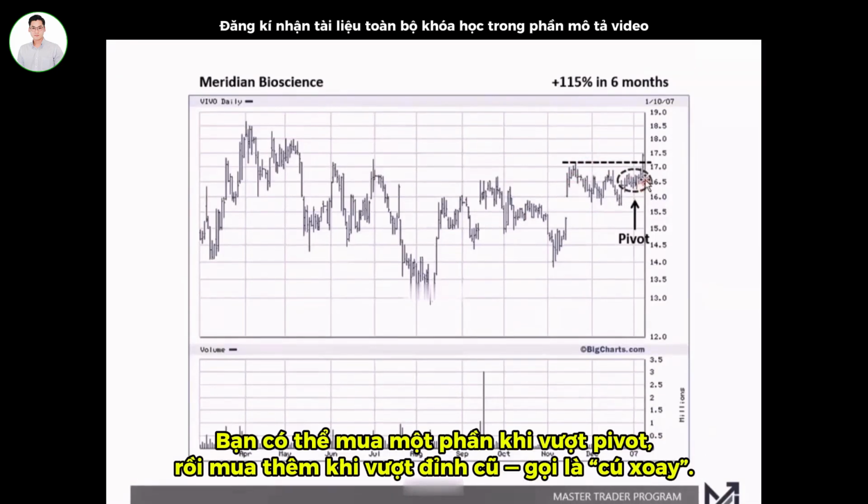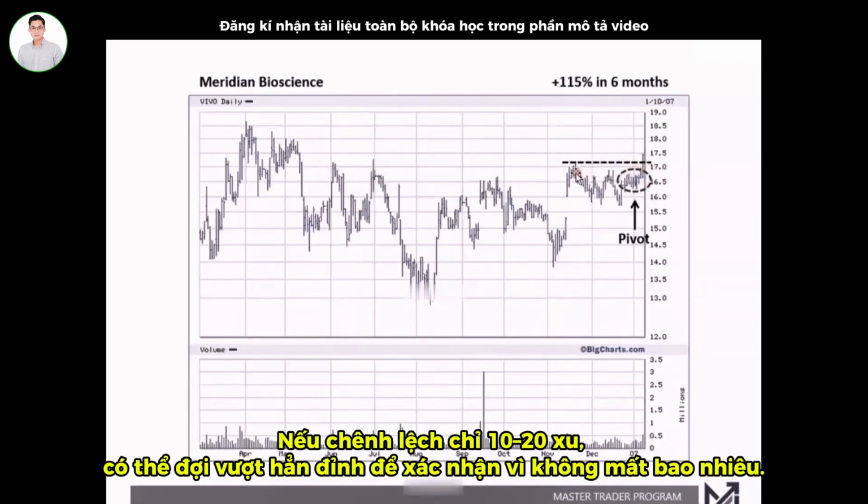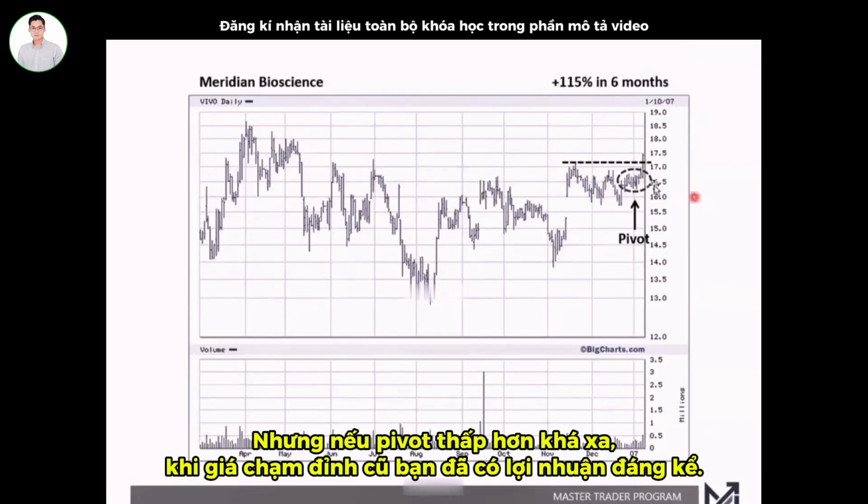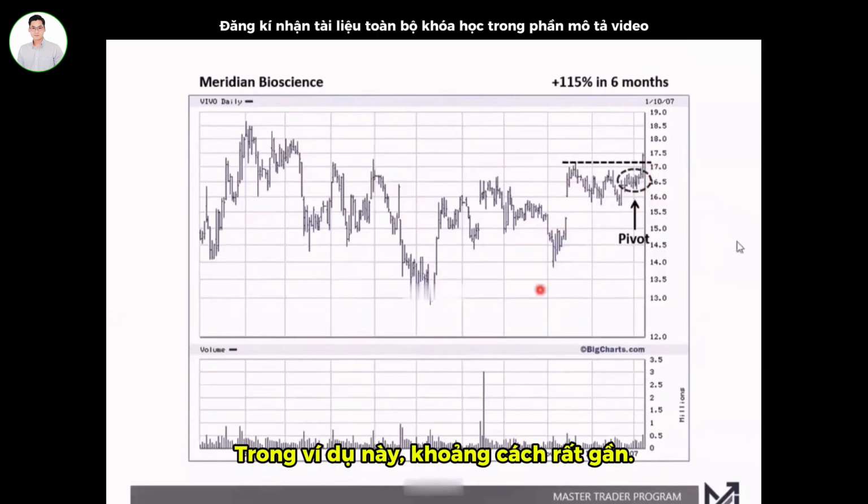You can buy a little as it starts to move through the pivot, and then when it clears, what we call the turn, when it makes the turn and gets to that high point right there, you can buy some more. Or if it's so close, you probably just want to wait until it gets through this price right here and get a little more confirmation, because it's not really costing you much. If it's costing you 10 cents or 20 cents, wait for the confirmation. But sometimes these pivot points are a good distance below, and by the time it even gets up to that point, you're already at a decent profit. In this particular instance, it's really, really close.